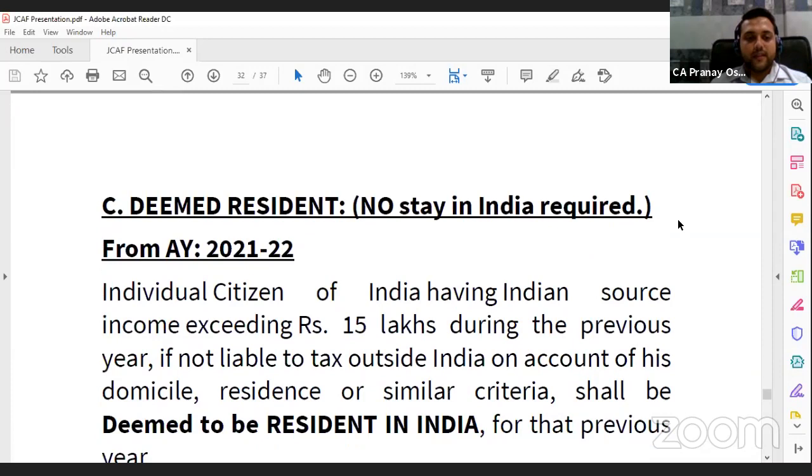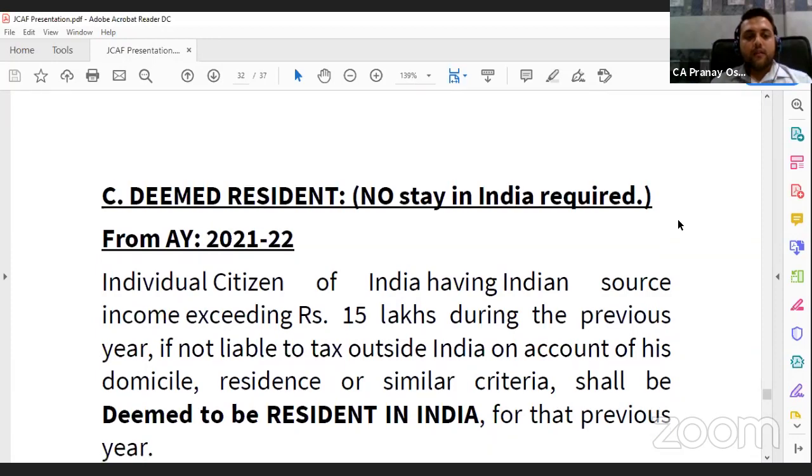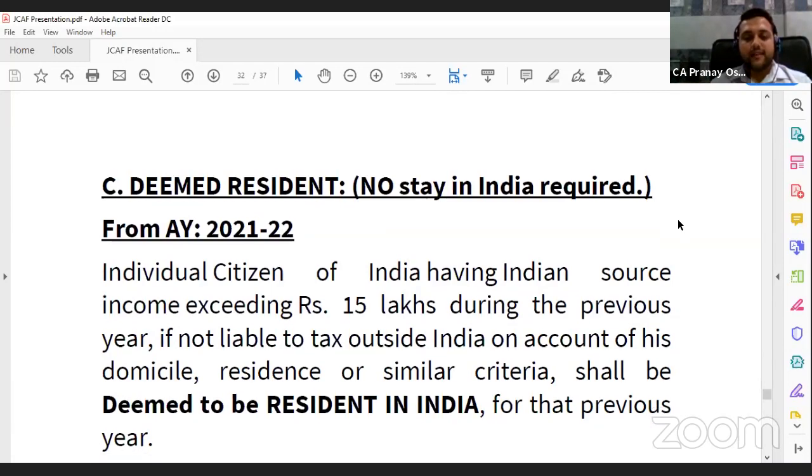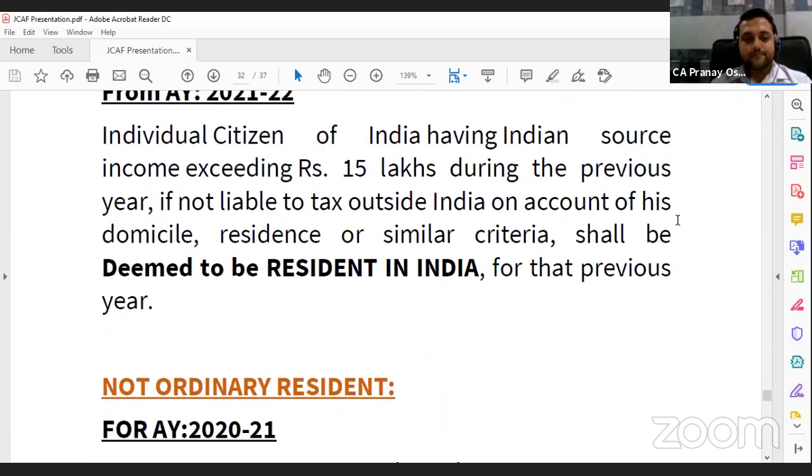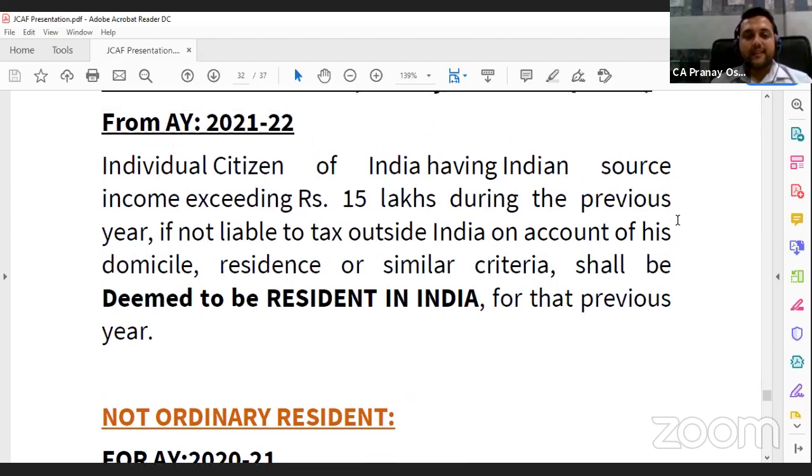This is also applicable from the latest financial year, from AY 21-22, that is from the financial year 2021. An individual citizen of India having Indian sourced income exceeding rupees 50 lakh during the previous year, if he is not liable to tax outside India on account of his domicile, residence or similar criteria, shall be deemed to be resident in India for that previous year. So these are basically 6 clauses of how an individual is being resident.